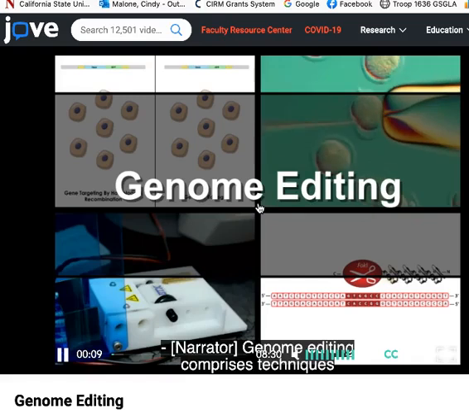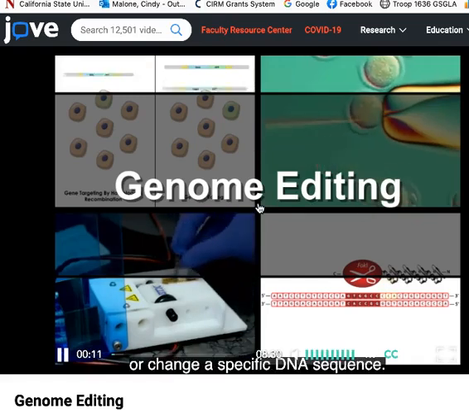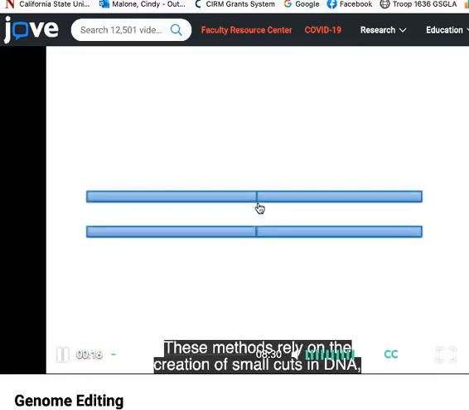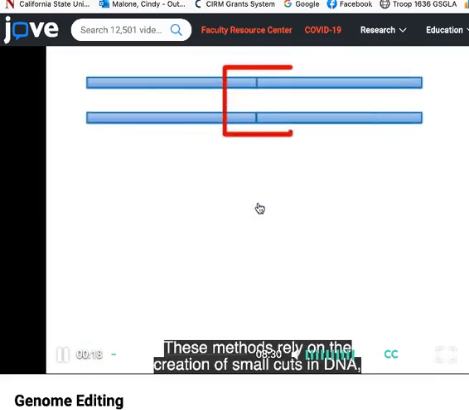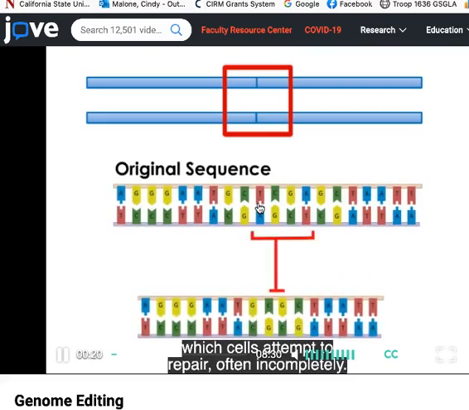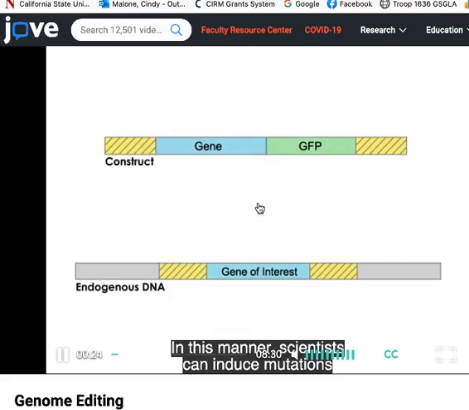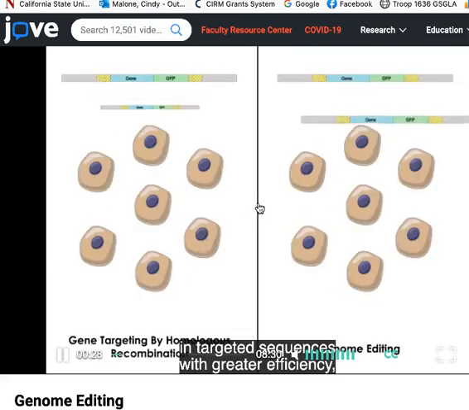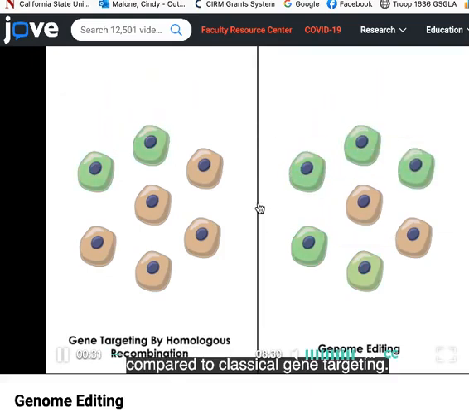Genome editing comprises techniques with which researchers can edit or change a specific DNA sequence. These methods rely on the creation of small cuts in DNA, which cells attempt to repair, often incompletely. In this manner, scientists can induce mutations in targeted sequences with greater efficiency compared to classical gene targeting.